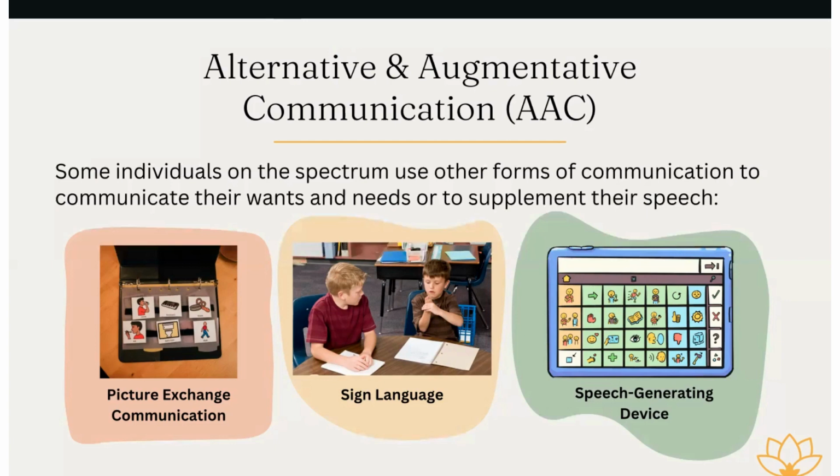But when we're looking at a child's communication skills, we want to be looking at all the different ways that they can communicate, and consider the fact that in some situations, they might be able to communicate with speech, and in other situations, they might need these augmentative things like picture communication, speech generating devices, sign language.